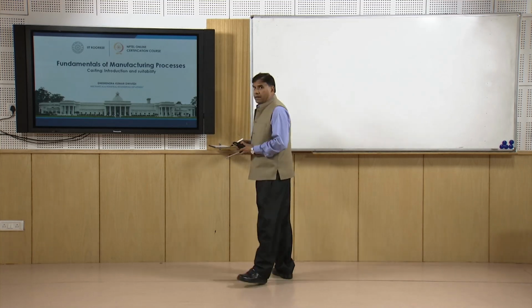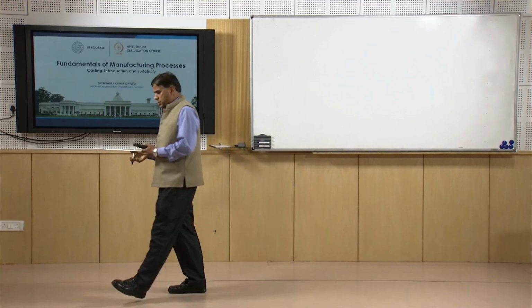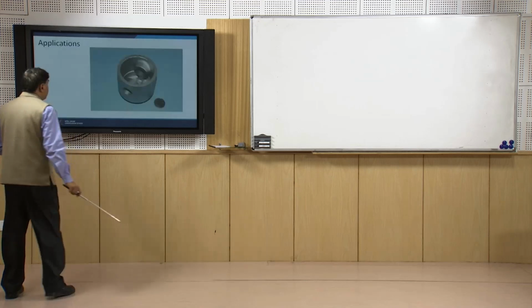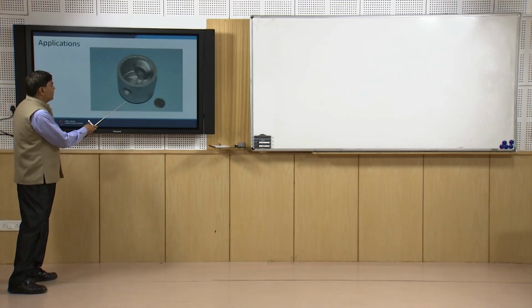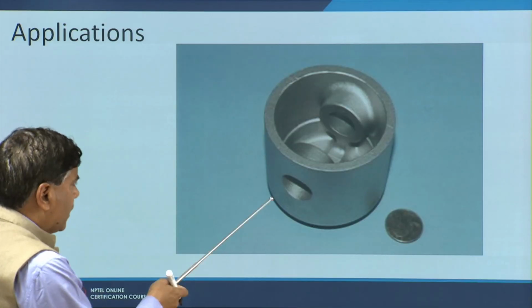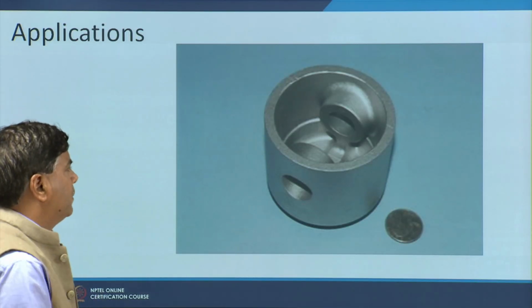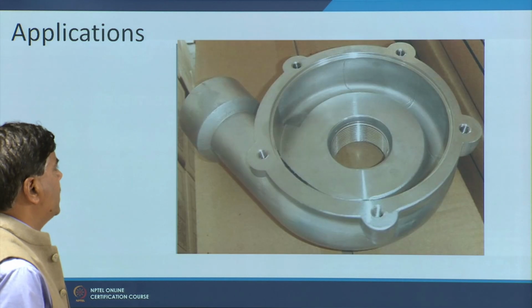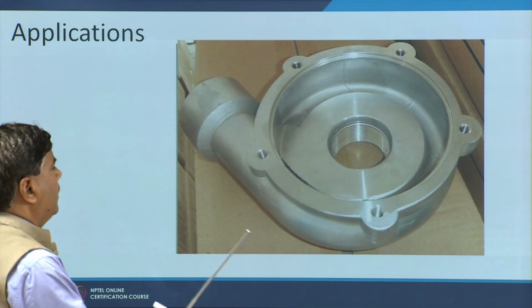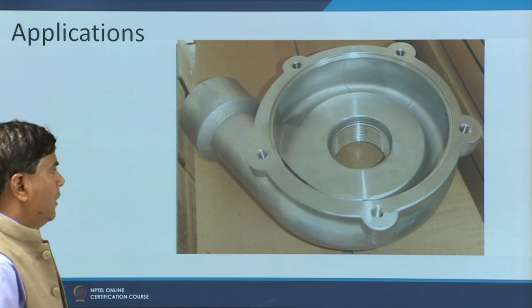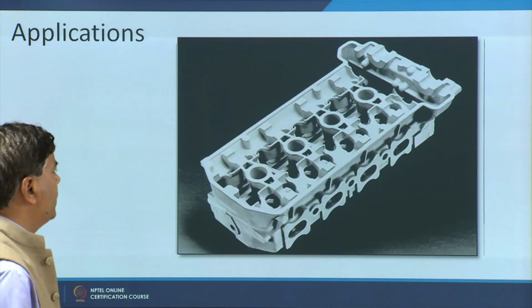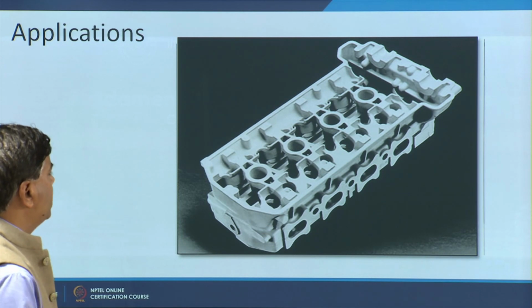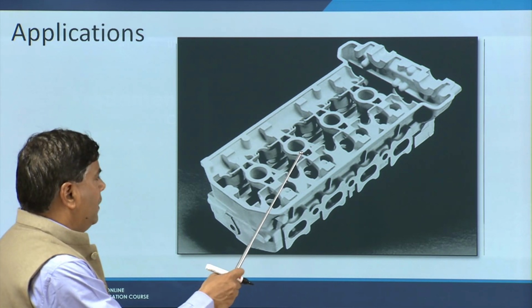Now, I will quickly go through the typical applications using photographs related to castings. Like applications of castings, a simple piston, a comparatively simpler shape for which casting is used. This is of aluminum. This is a typical pump casing which can be made. This is somewhat complex in terms of the geometry, and a further complex geometry is the engine block.